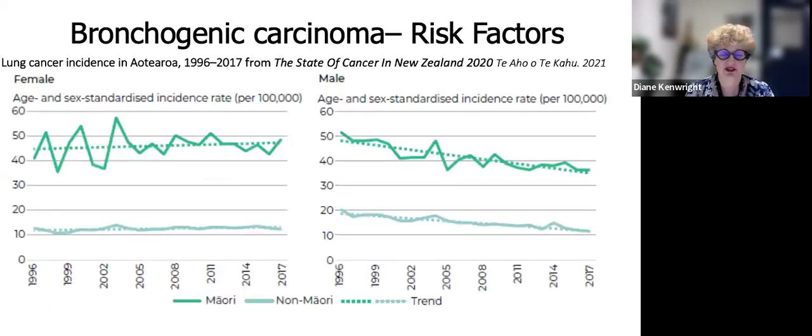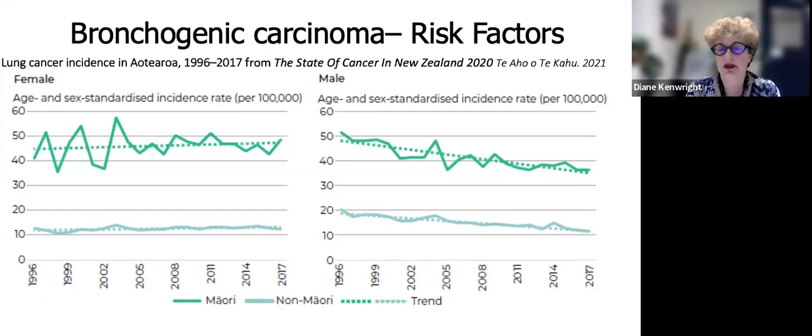Okay, so let's have a look at some hopefully new things. All right, so here we have the rate for bronchogenic carcinoma. Let's have a look at it for a moment. Let's have a look in females. You can see that the rates in both Maori and non-Maori females have not fallen with time. And the rates in Maori females are much higher than in non-Maori females.